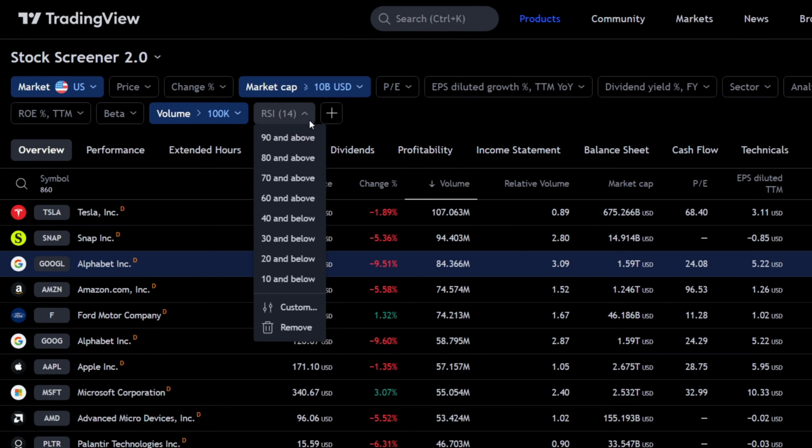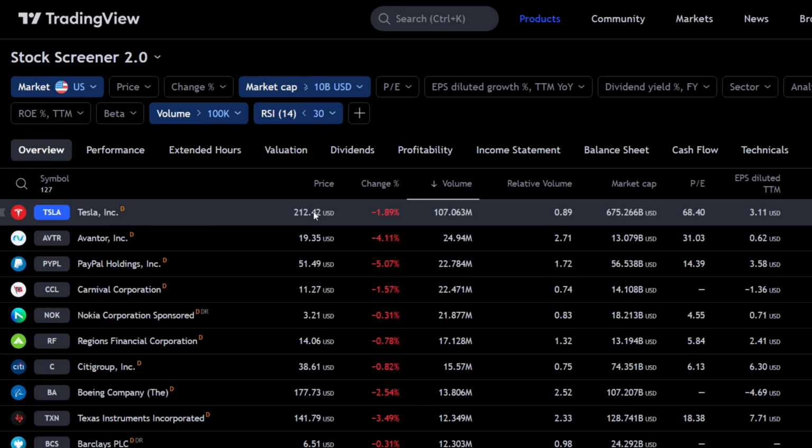Then we go to the settings tab, and here you can see that we can choose stocks based on the RSI indicator. So let's say that we have a trading strategy where we only buy stocks that have an RSI value on the daily time frame of 30 and below. Then we can go down to the filter and select 30 and below, and now we will only show stocks that are below 30 on the RSI indicator.